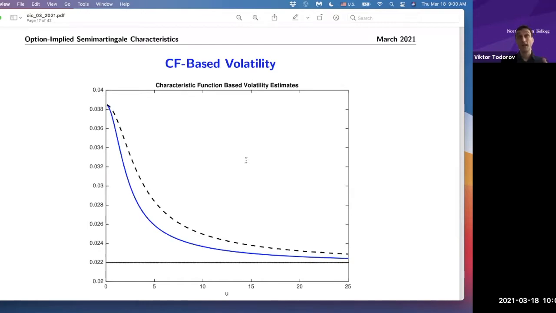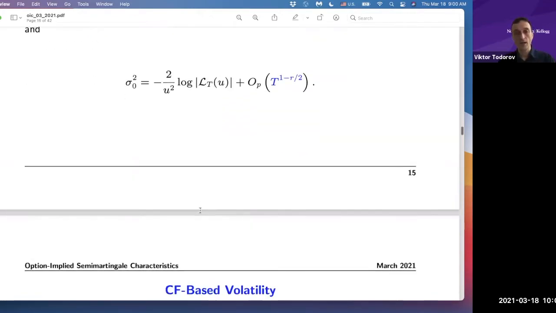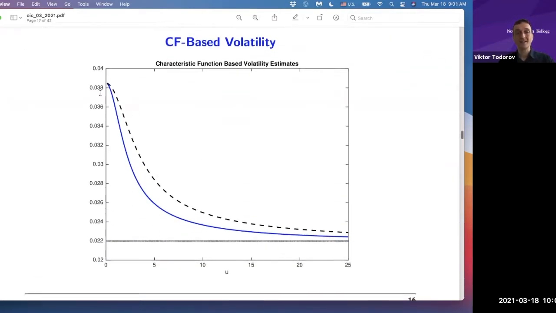So on a given day, I calculated from the model the option prices with 5 and 7 days to expiration. The blue line is 5 days to expiration. The dashed line is 7 days to expiration. And then I did exactly this calculation: I calculated this characteristic function portfolio from the option data. And then I made this transformation. I took minus 2 over u squared, the log of this characteristic function portfolio. And what you see plotted here is this as a function of u.